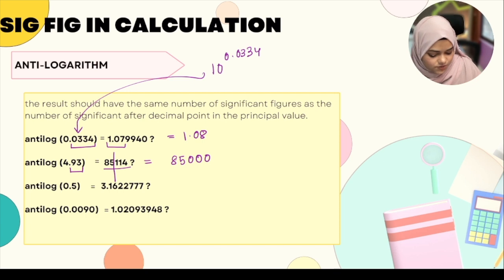The anti-log of 0.5 is going to give us that. After the decimal, we have 1, so we're just going to keep 1. So it's going to be just 3. Here we have after the decimal 2, so we're going to keep 2 here. So this is going to give us 1.0.